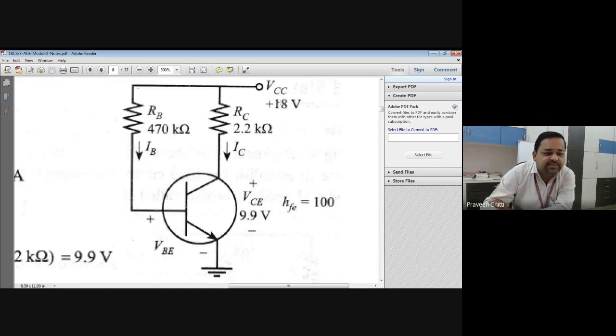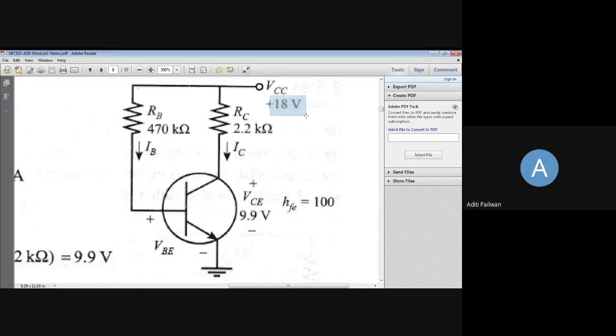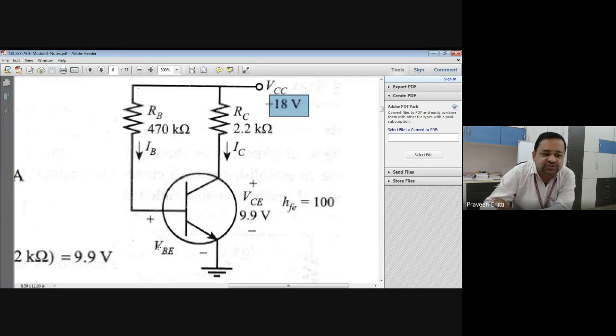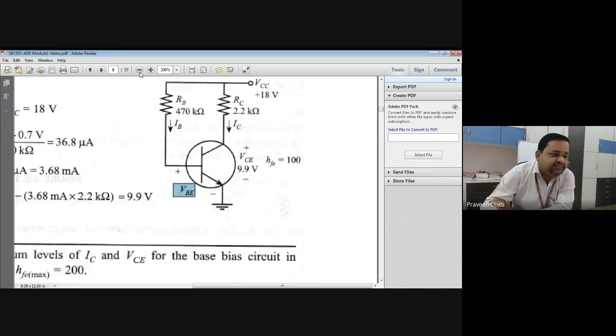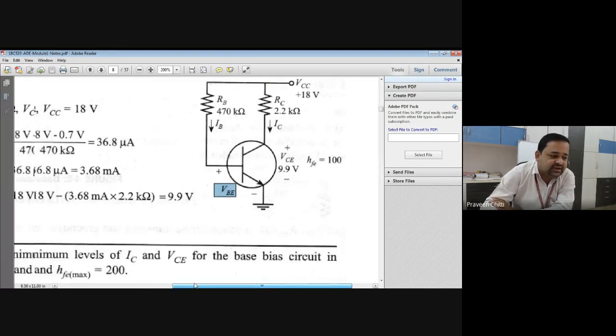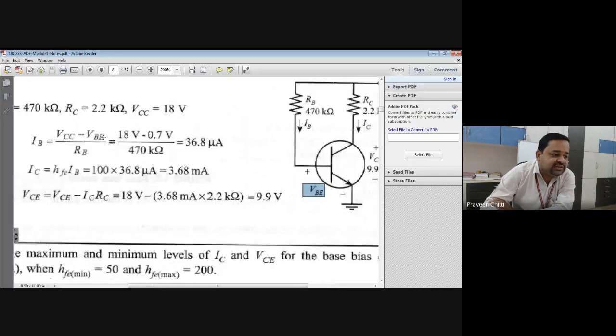VCC is how much here in this example? 18 volts. And VBE, how much should you take? I told you it is a silicon transistor. So how much should you take for VBE? 0.7. And what is the value of RB? 470. So 18 minus 0.7 divided by 470 into 10 to the power 3 gives you IB. So that is what is shown here. IB equal to VCC minus VBE by RB, 18 volt minus 0.7 volt divided by 470 kilo ohms.